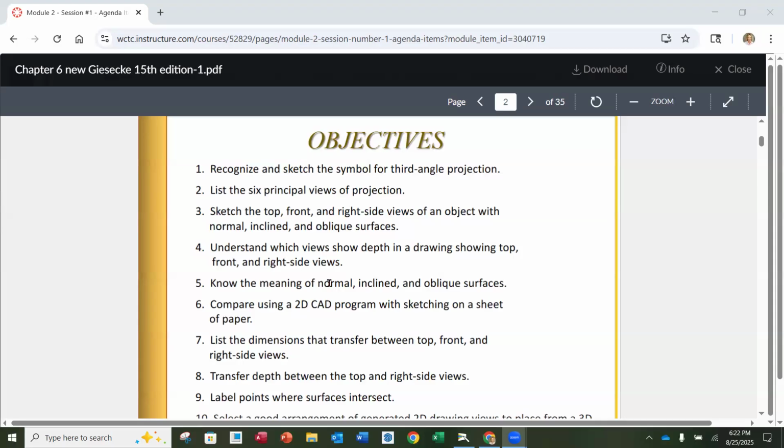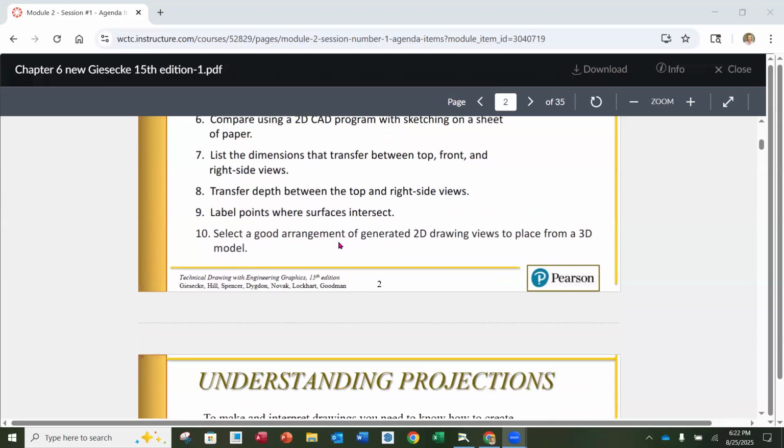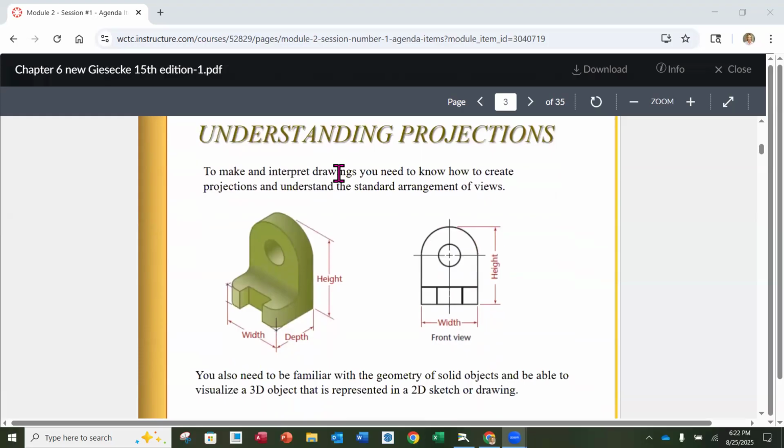We're going to be looking at the application of the top, front, right side views of an object and see how, when you're normal, inclined, or you have oblique surfaces to those, that changes how they look. We're going to understand which views show depth, height, and width. And then we're going to practice those on the assignment that I have for you. There's some other things that we're going to do, but I'm not going to just read these to you. Let's jump in.